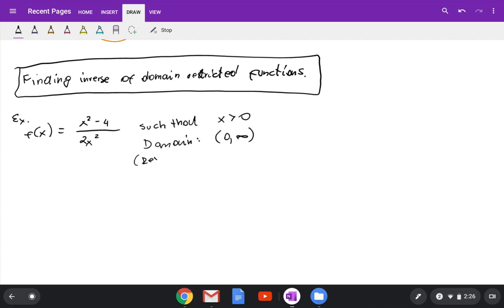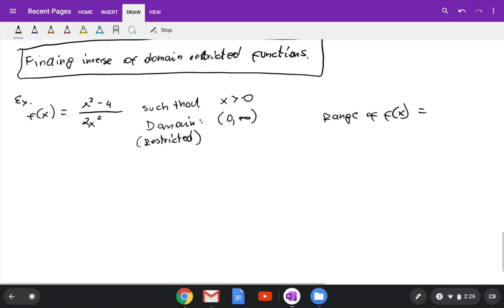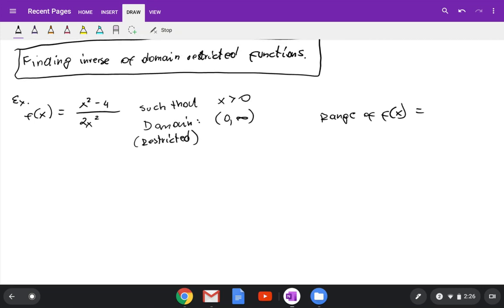So restricted domain of the original function. Okay, so the domain of the original function is from 0 to positive infinity. What will be the range of f of x? I don't know. Okay, for example, let's say I will pretend that I don't know. So I will leave that for now. Maybe if I find the inverse, I'll be able to find the range of the original function without graphing. So we'll go back to that. So let's find the inverse.